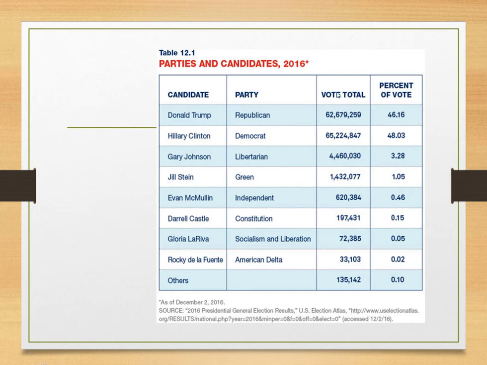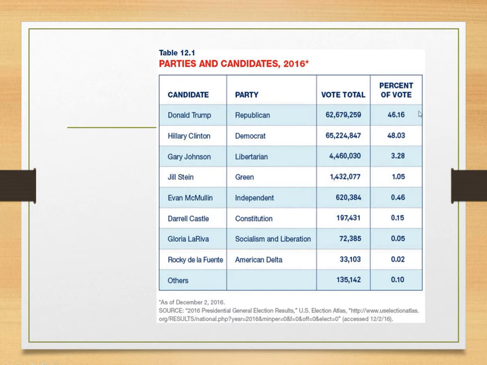But this graphic of table 12.1 shows just how much of the total vote each of the major party candidates got. So in terms of the popular vote, Donald Trump as a Republican candidate got roughly 62 million, or 62.6 million, or 62.7 million to round up, or 46% of the vote, 46.1%. Hillary Clinton as the Democratic candidate got 65 million, or 65.2 million, and 48.03% of the vote.